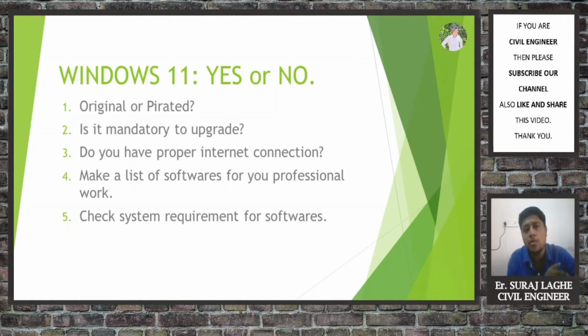So if you make this mistake, after that you will face many problems regarding your software, that is AutoCAD and Revit. So you need to list out all the software you require for your professional work, and then simply check the minimum system requirement. I am not talking about the recommended system requirement, I am just asking for the minimum system requirement. If your system meets those minimum requirements, there is no issue, you are ready to upgrade to Windows 11. Otherwise please say no to Windows 11.